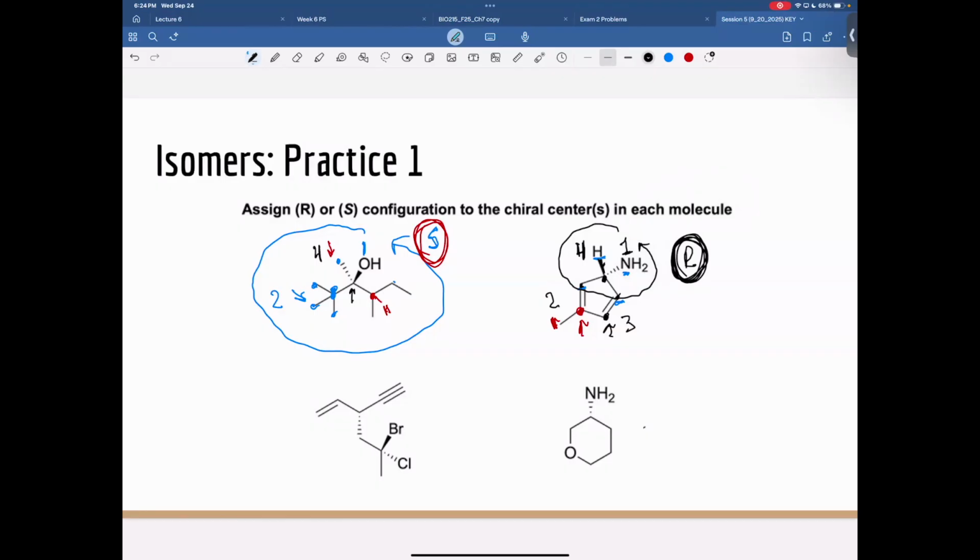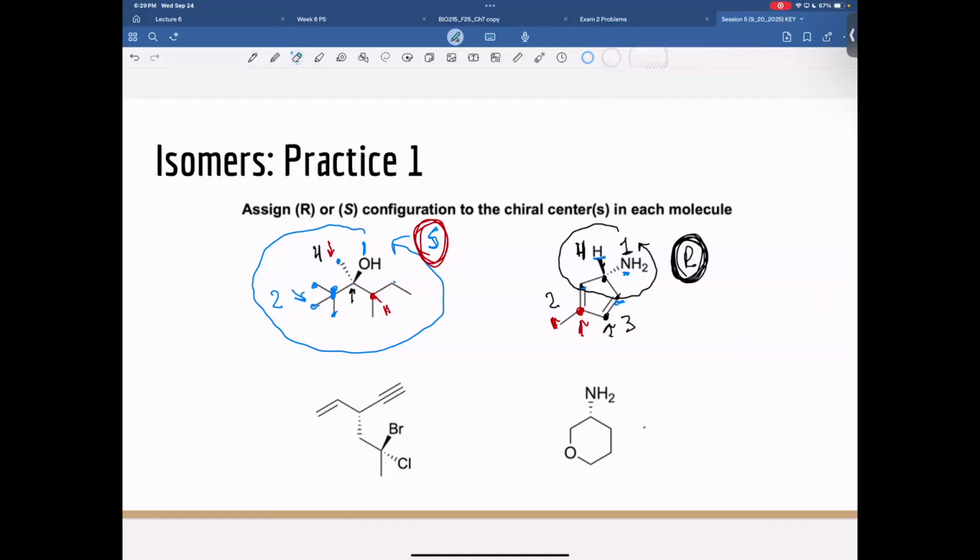All right, why don't you guys try the next 2? We're gonna go ahead and walk through these problems. So looking at this chiral center right here, I'm gonna redraw it separately just so it's a little easier to visualize. Actually, no, I won't. It's fine this way.